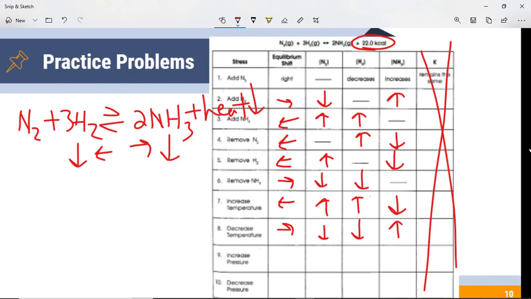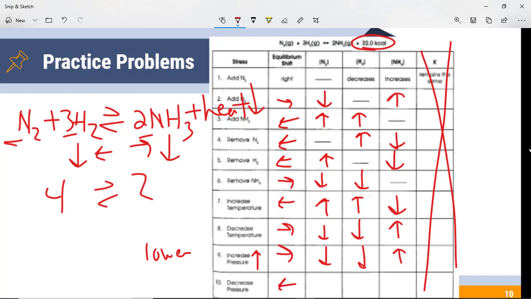Pressure. Remember, with pressure, we look at moles. So we got 4 moles total. We know that because we got 1 and 3 here. 2 moles on the right. If we increase pressure, equilibrium shifts towards lower number of moles. So we're going to shift to the right, which means I'm going to get more NH3, less N2, and less H2. And then when we decrease pressure, it's going to be the exact opposite.